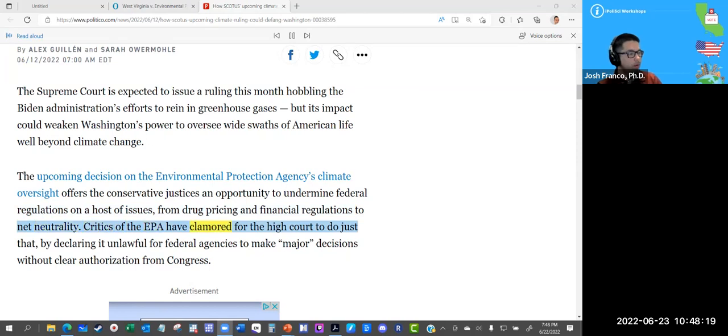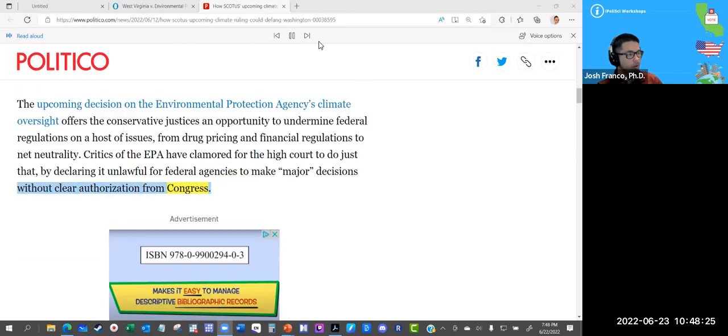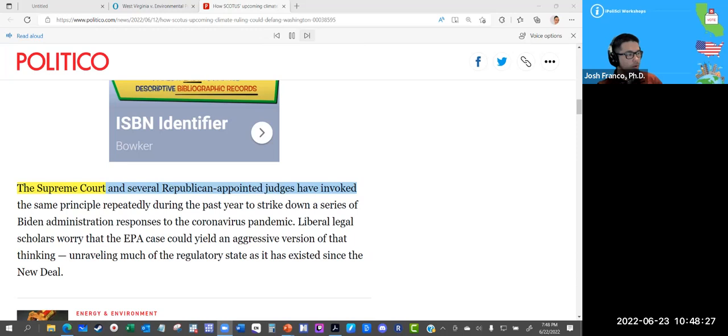Critics of the EPA have clamored for the High Court to do just that, by declaring it unlawful for federal agencies to make major decisions without clear authorization from Congress. The Supreme Court and several Republican-appointed judges have invoked the same principle repeatedly during the past year to strike down a series of Biden administration responses to the coronavirus pandemic. Liberal legal scholars worry that the EPA case could yield an aggressive version of that thinking, unraveling much of the regulatory state as it has existed since the New Deal.